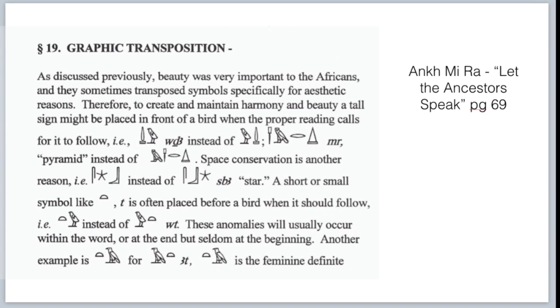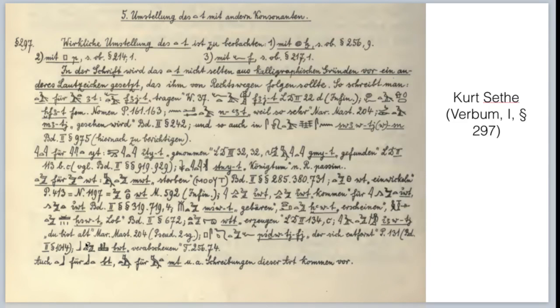So here is Kurt Sethe. This is from his work called Verbum. Mind you, he wrote in German. So Verbum, Volume 1, Section 297. This is not nearly as extensive as the one I just went over, but here is a summary of what he shows in terms of graphic transposition.